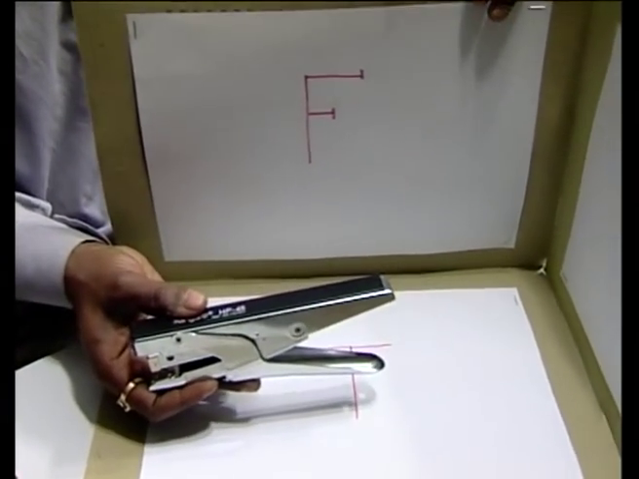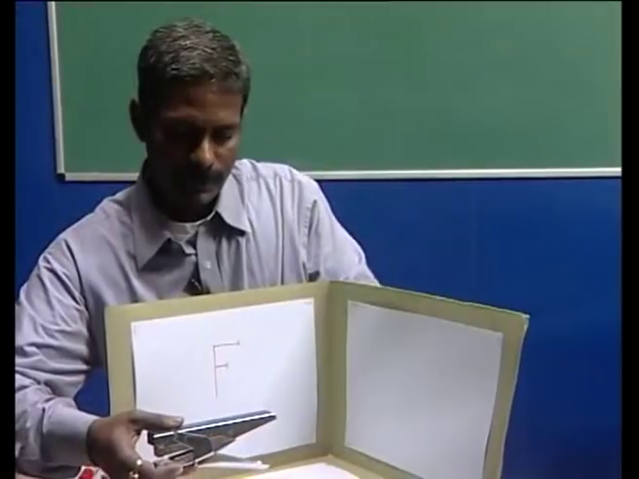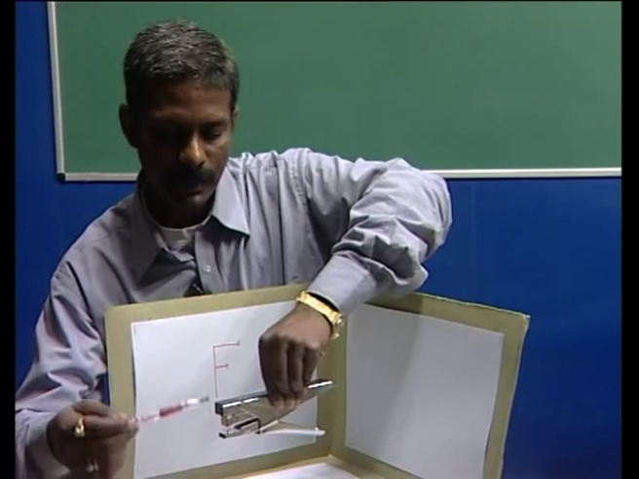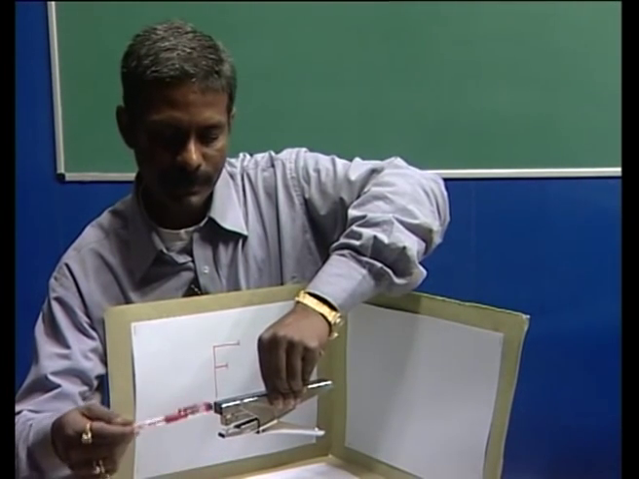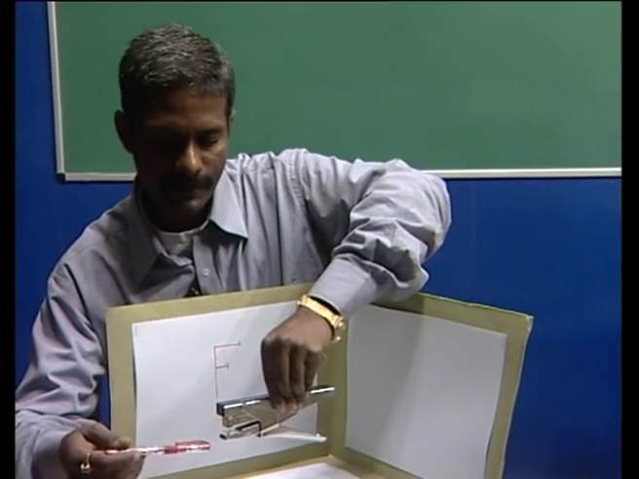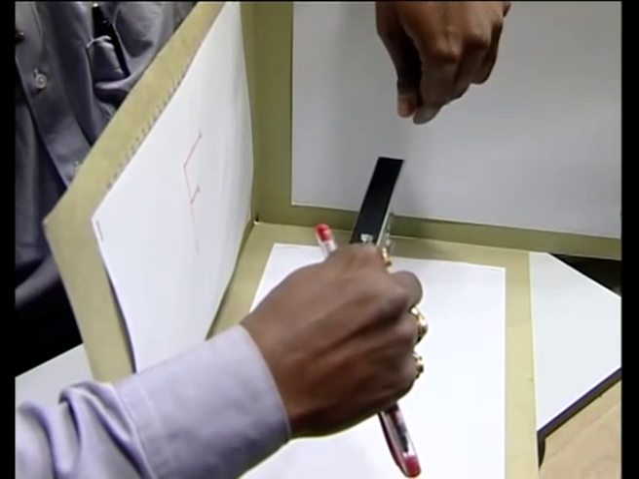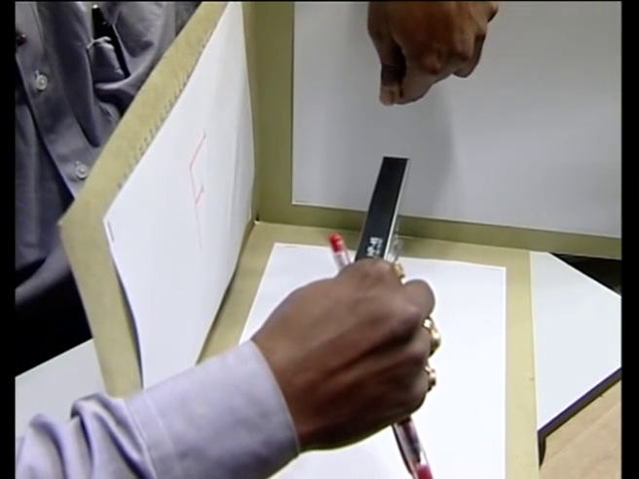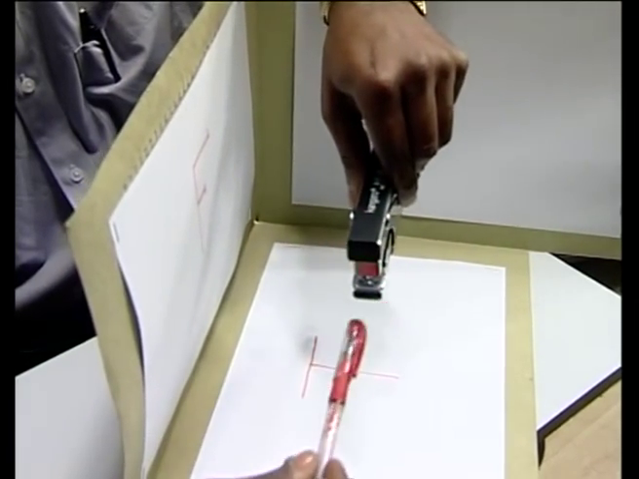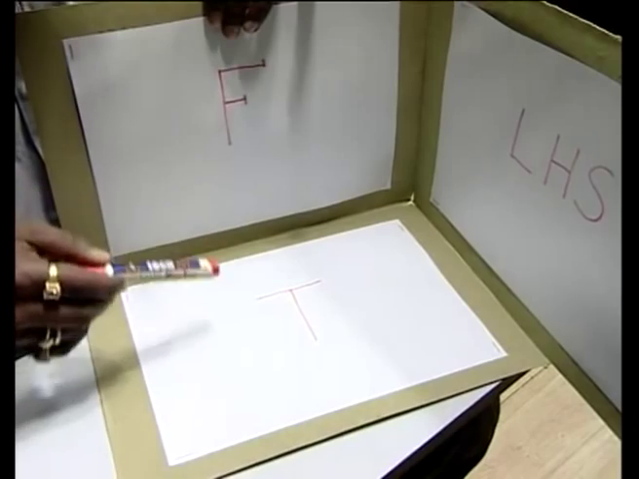Finally, the side view. Let me rotate the entire setup. Now, consider that you're looking at this object from this side, from its left-hand side. Again, parallel projections are emanating from you. They're hitting this object. And these projections are being allowed by the object. Projections fall on this plane. So this plane will in fact have this view, or the left-hand side view of the object. Now let me unfold these planes.